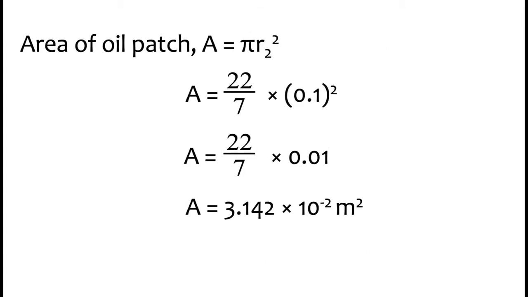Okay. Area of oil patch A equals pi R2 squared, and A equals 22/7 times brackets 0.1 squared. So we have A equals 22/7 times 0.01. Therefore, our area A equals 3.142 times 10 raised to power minus 2 meter squared.